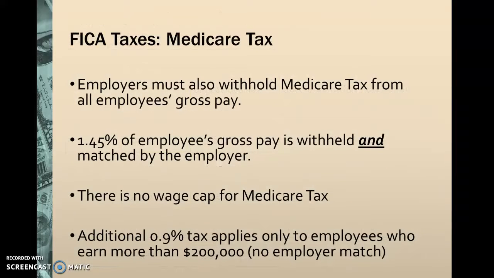The other taxes withheld, the other FICA tax is Medicare tax. Employers must also withhold this from the employee's gross pay. The percentage for Medicare tax is 1.45. That is withheld, and it is matched by the employer. Now, there is no wage cap for Medicare tax. The only difference is that there's an additional 0.9% tax that applies only to employees who earn more than $200,000. On the additional 0.9%, the employer does not match that.